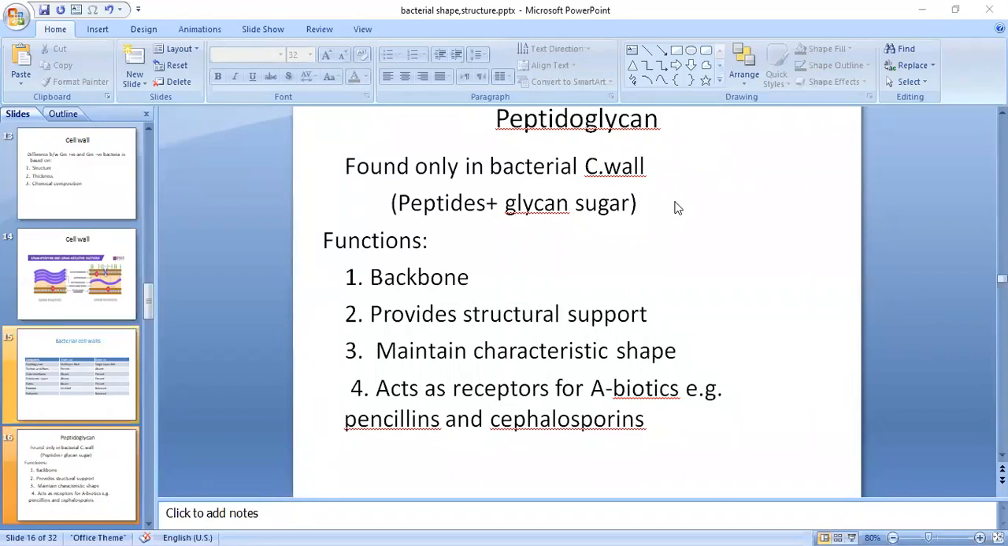The functions of the peptidoglycan are layered, or that they act as a backbone. They act as the backbone of the cell wall. They provide the structural support, and they maintain the characteristic shape of the bacteria. And they also act as receptors of some antibiotics, such as the penicillins and the cephalosporins. The penicillins and cephalosporins are the antibiotics which act on the cell wall of the bacteria.